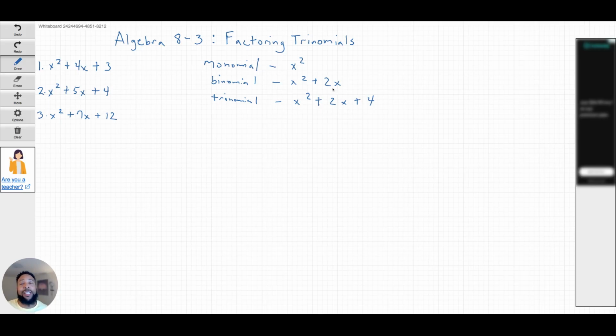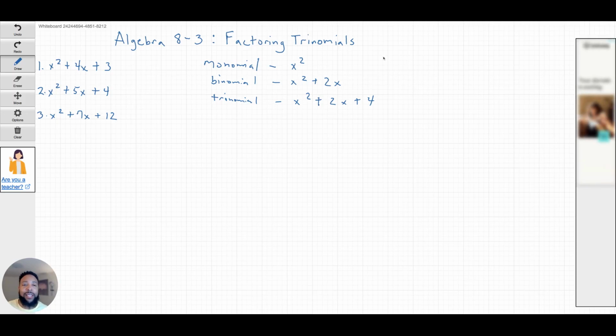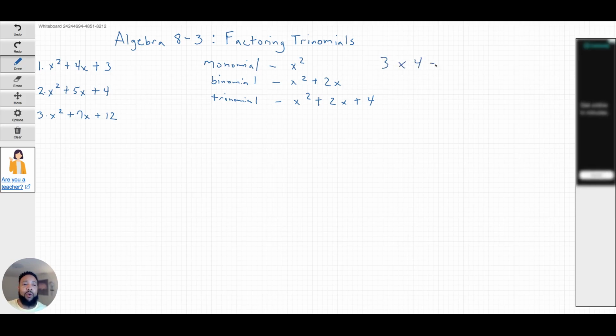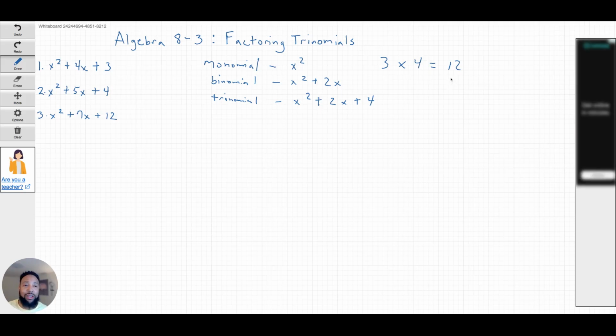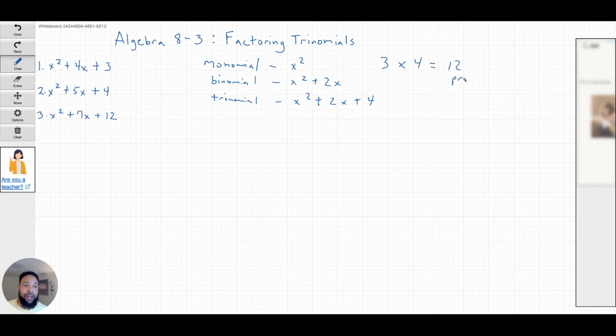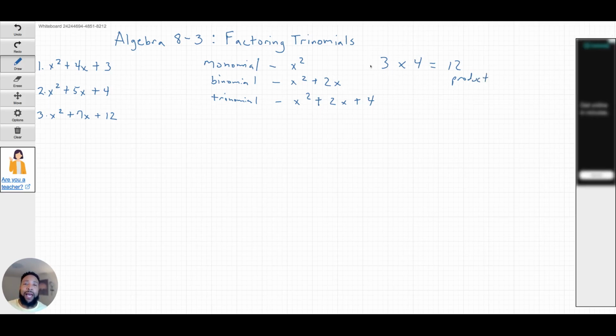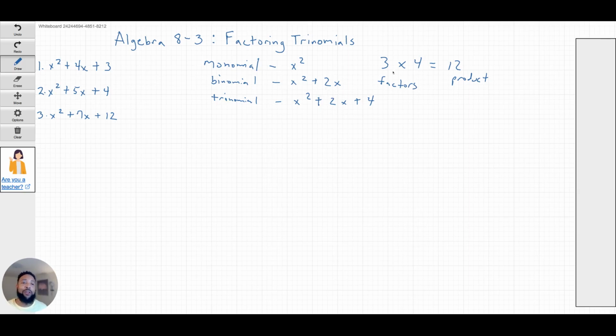So now the question is, how do you factor it? First of all, what is factoring? So factoring is, say I have 3 times 4 equals 12. Well, when you have two numbers multiplied by each other, what you get is the product, right? But the terms that you multiplied in order to get the product, those are called factors. So basically, I'm going to show you how to factor a trinomial. We're going to pull out the factors of the product of a trinomial, and that's what I'm going to show you today. So let's get started.